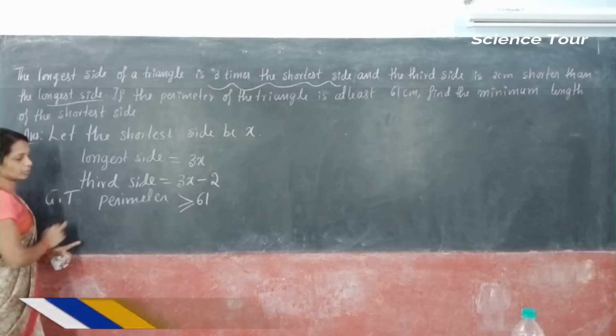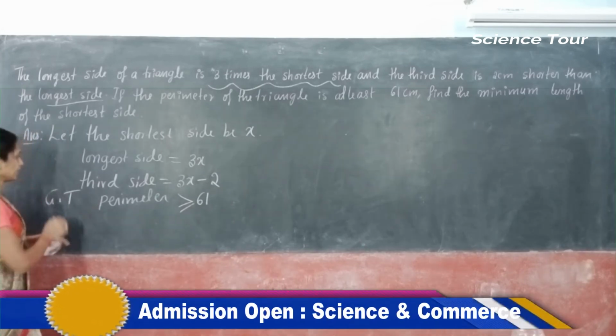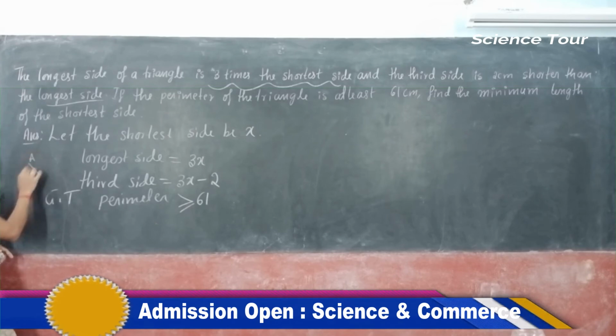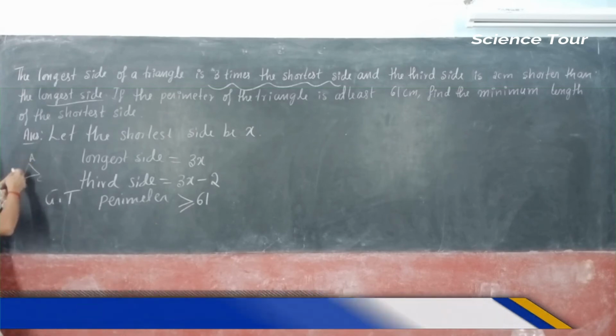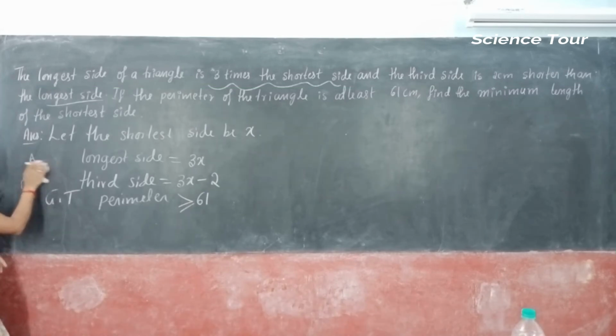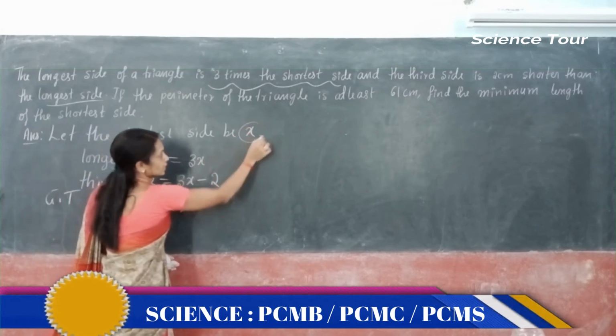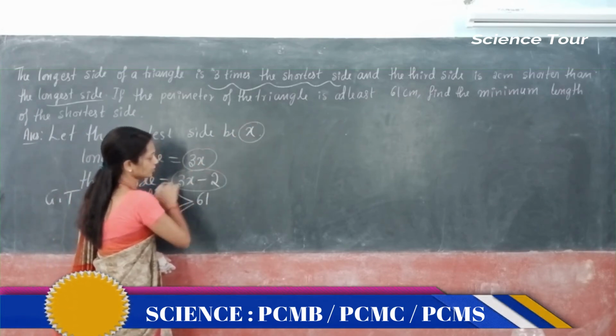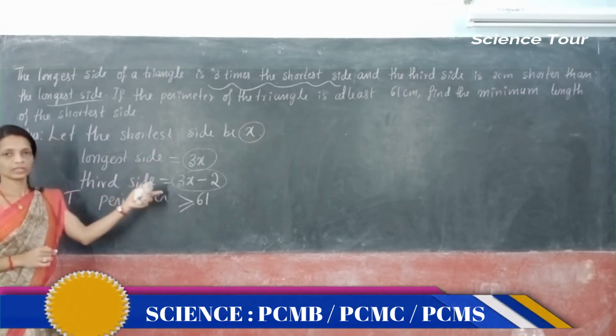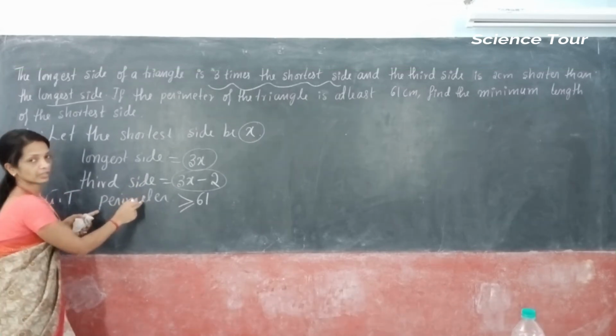But what do you know about the perimeter of a triangle? Perimeter of a triangle ABC means AB plus BC plus CA, the sum of all the three sides of a triangle, that is called the perimeter of a triangle. So now you have three sides x, 3x and 3x minus 2, and the sum of all these three sides is nothing but the perimeter.